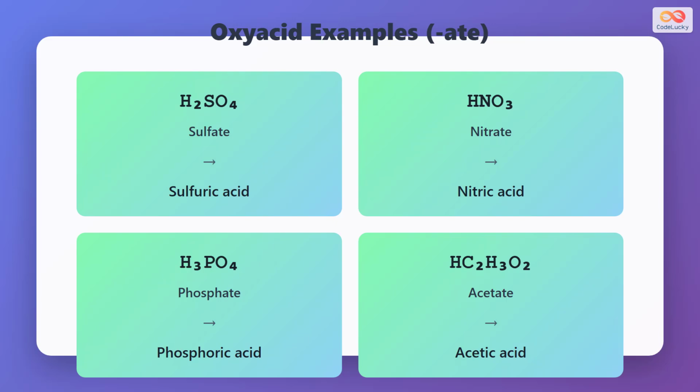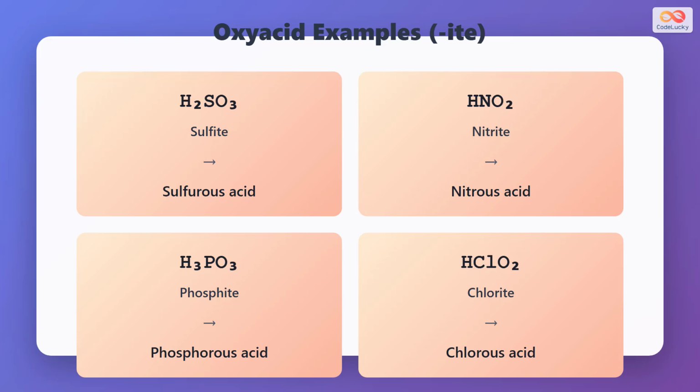Let's look at examples where the polyatomic ion ends in ate. H2SO4 contains the sulfate ion, so it's named sulfuric acid. HNO3 contains the nitrate ion, so it's named nitric acid. H3PO4 contains the phosphate ion, so it's named phosphoric acid. And HC2H3O2 contains the acetate ion, so it's named acetic acid. Notice how in each case, we changed ate to ic acid.